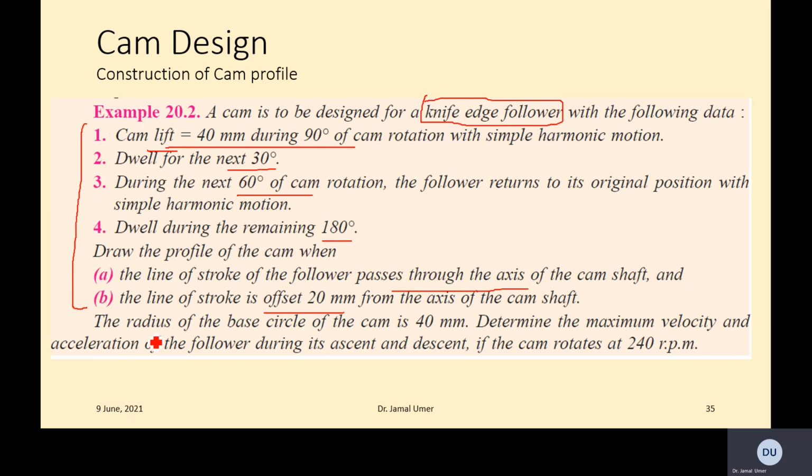This part is the same, so I will briefly go over that, but you will have some additional problems to investigate. It says that the radius of the base circle of the cam is 40 mm. Determine the maximum velocity and acceleration of the follower during its ascent and descent. Ascent means outward and descent means return. If the cam rotates at 240 rpm, we have done some formulas, so we will use that information to find this out.